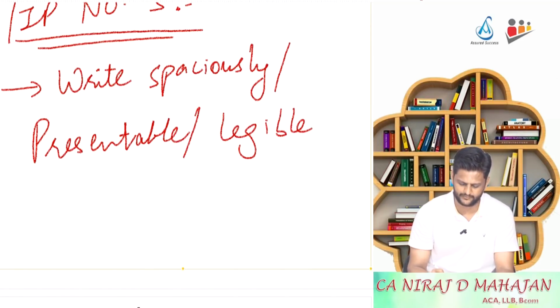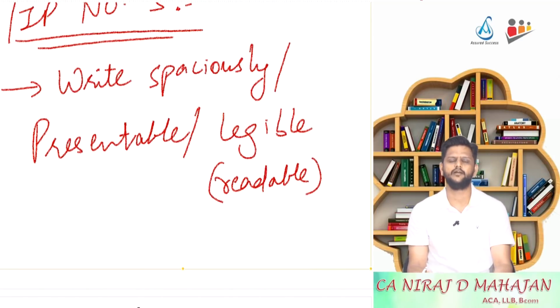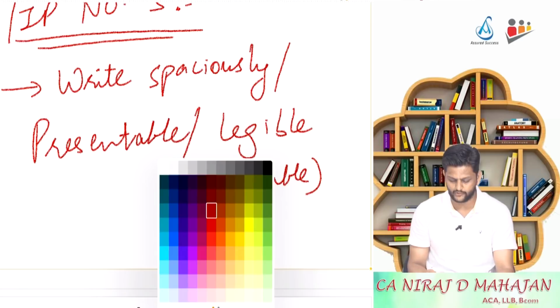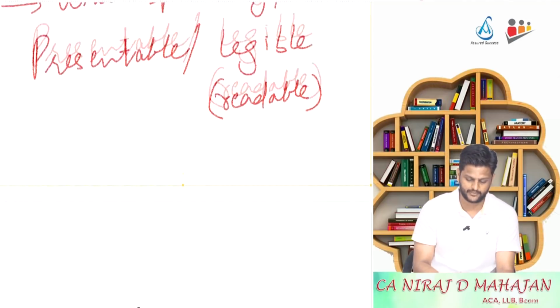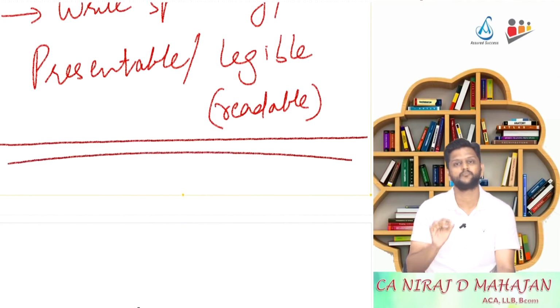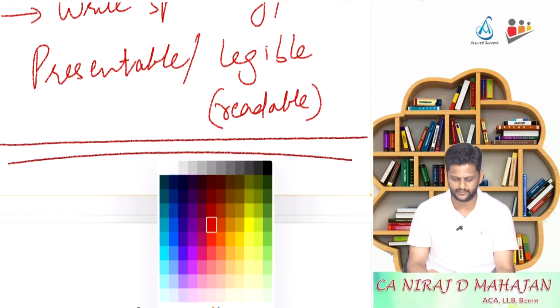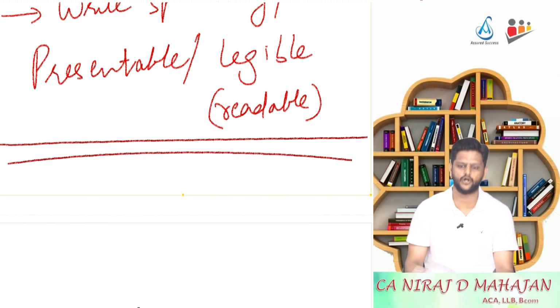What do you mean by legible? It means readable. In many of the suggestions given by paper checkers or paper examiners, they always say that your answers at times are not visible, and I have seen this especially with students who are very, very bright, very intelligent, but the presentation is very, very bad. So please always keep in mind, the presentation should be very good, in fact something better than the actual content in your answer.